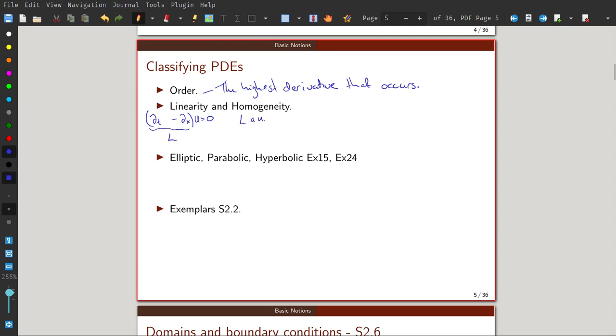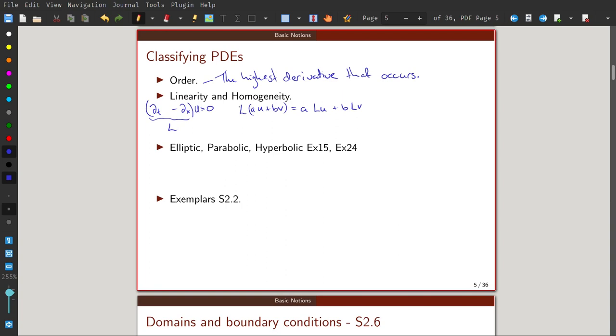and you have u and it acts on, say, a linear combination of 2 functions, you just get the linear combination of the operator acting on each one of them. Right, so that's what linear means. And then homogeneous, for a linear equation, is when the operator acting on u is equal to 0. This is homogeneous. Or is it equal to some other function? And this is inhomogeneous.